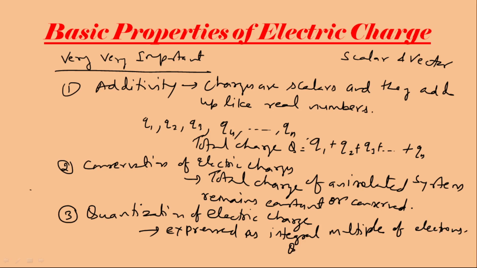It means Q is equal to N into E, and as N is an integer, we can write it as Q is equal to plus minus Ne. So if N is negative, we can say the charge is a negative charge. If N is positive, the charge is a positive charge. We know that the electron has a charge of 1.6 into 10 power of minus 19 Coulomb.